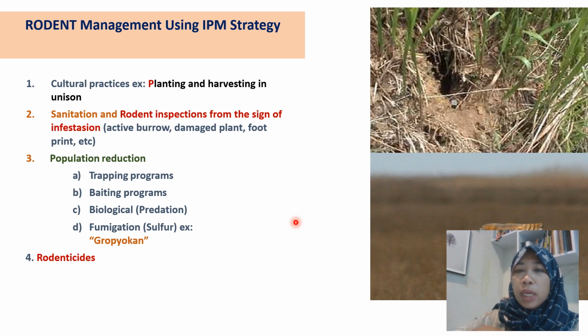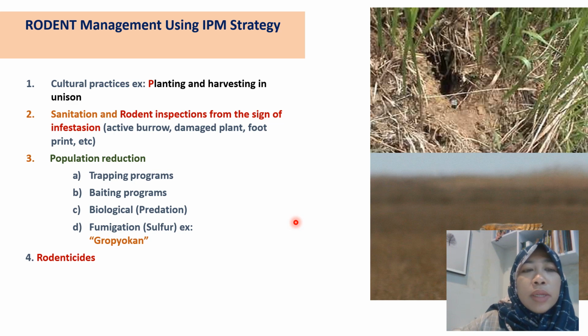Maybe plot A is in a seedling phase, and then plot B in a vegetative phase, and then plot C in a generative phase, a lot of phases of plant in the field. So the rodent will move from plot to plot. So that's why planting and harvesting in unison is important to do.